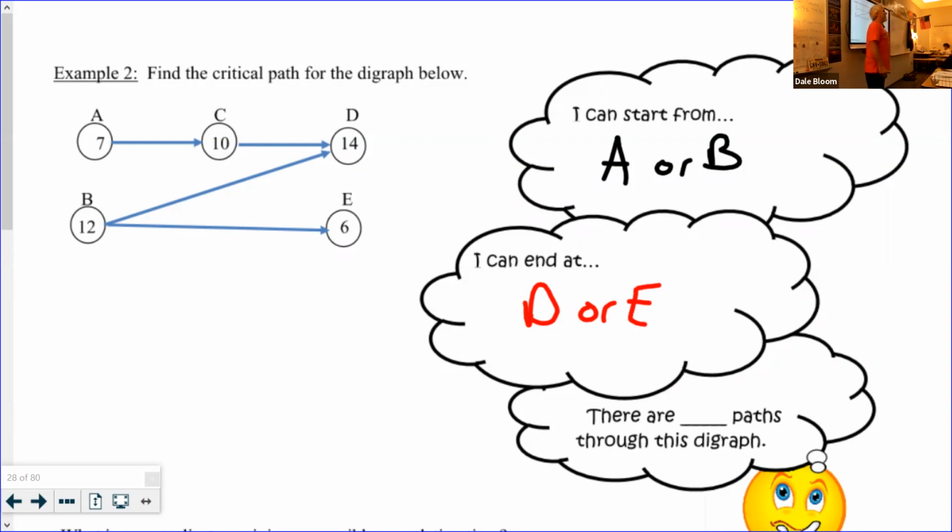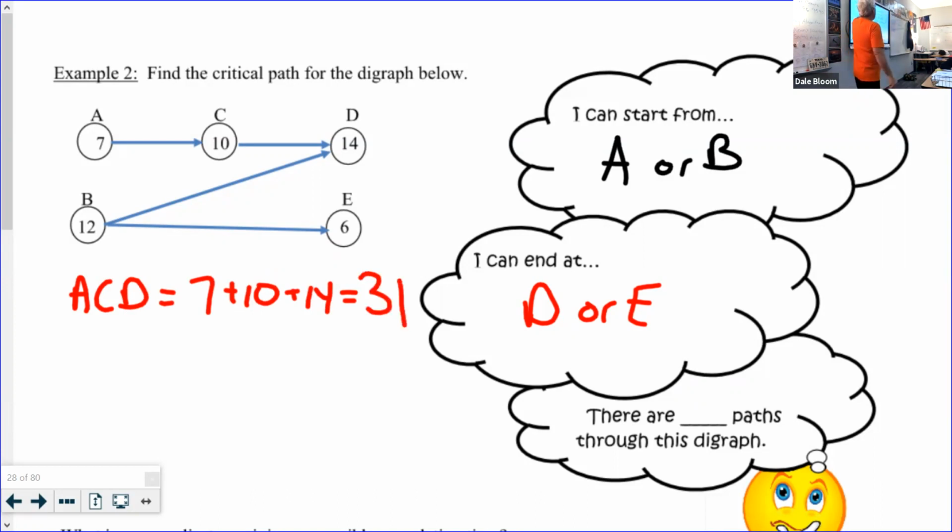Now, my next question is, how many paths are through this diagram? How do you know there's three? So I got two places to start. If you're not sure, write down the paths. So A, C, D, like what we said. And if I wanted to figure out that completion time, I would write down and add all those numbers. So 7 plus 10 plus 14. What is that, 31?